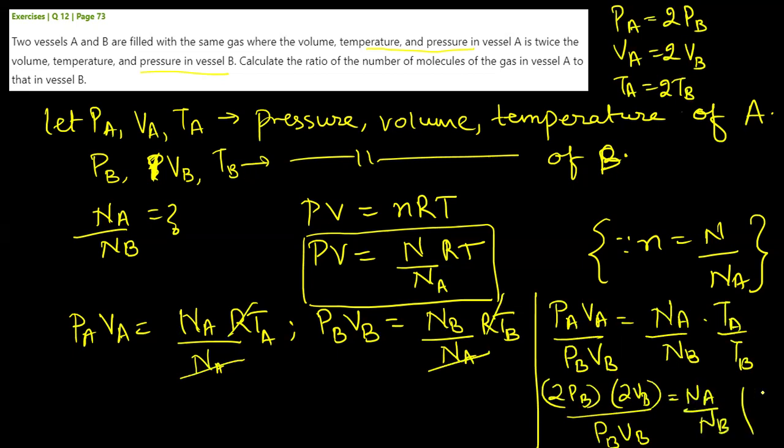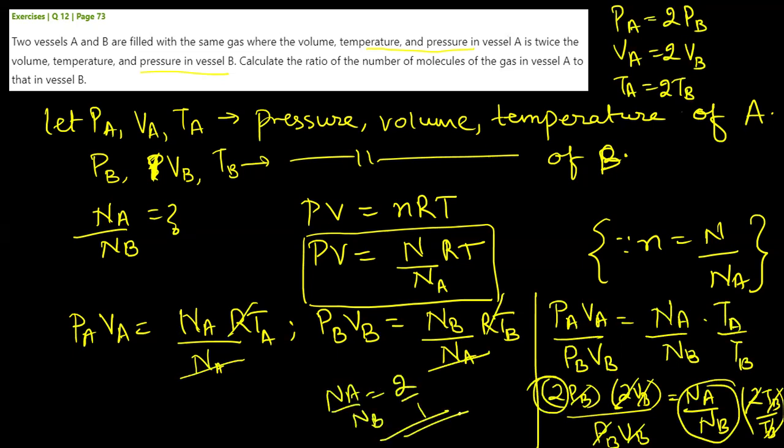So this is 2Tb upon Tb. So Tb cancelled, Vb cancelled, Pb cancelled, 2 also cancelled. So what are we left with? Na upon Nb is equal to 2. So therefore Na upon Nb is just equal to 2 upon 1, that is 2. So the ratio of number of molecules is 2:1.